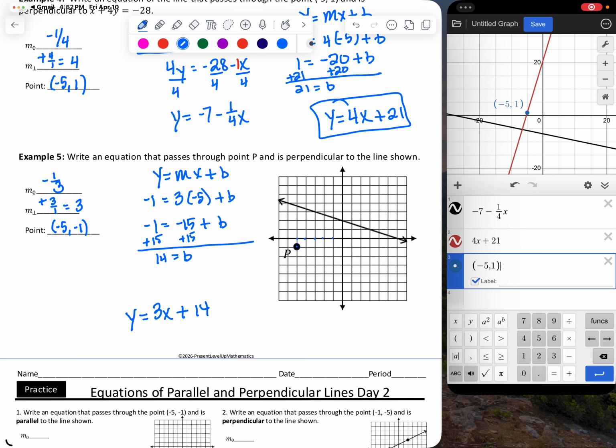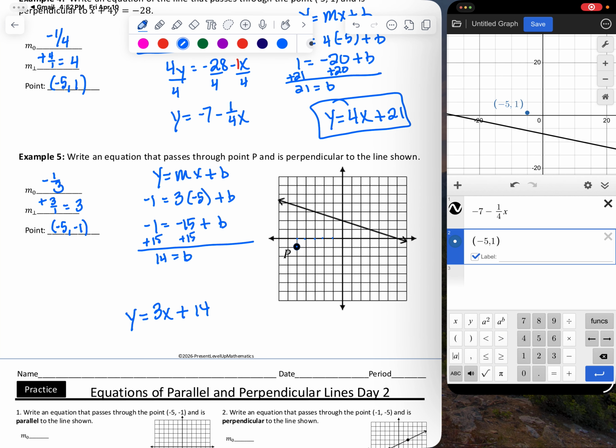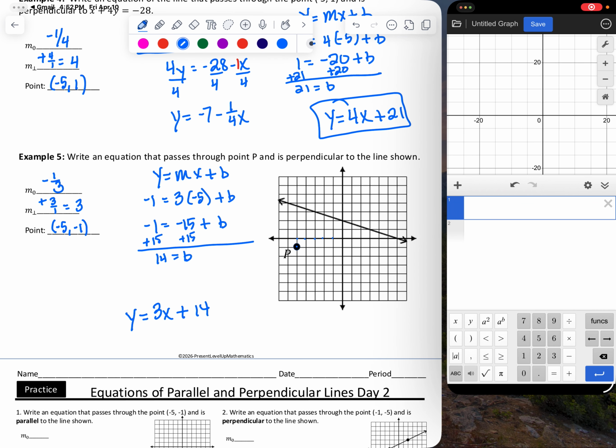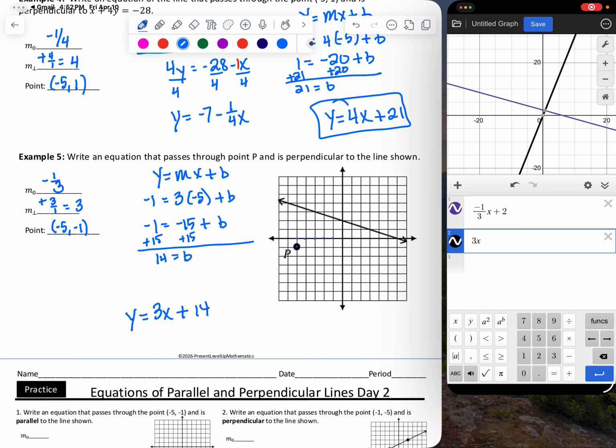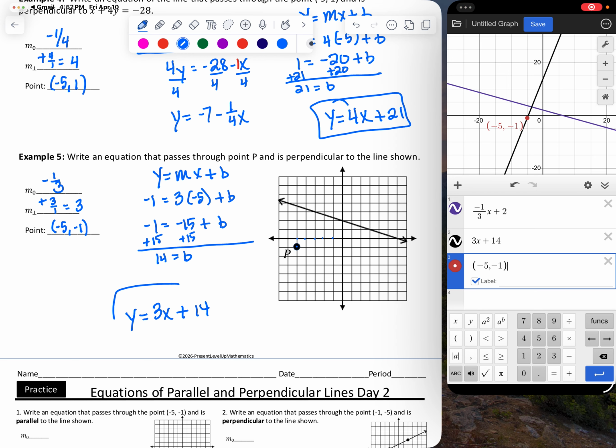So what I'm going to do is we're going to check this on the calculator. Let me get rid of our old equations here. Our original line was -1/3 x + 2. That was our original line. Our new line is 3x + 14. And I want to make sure it passes through the point (-5, -1), label. And sure enough, it does. So our new equation is y = 3x + 14.